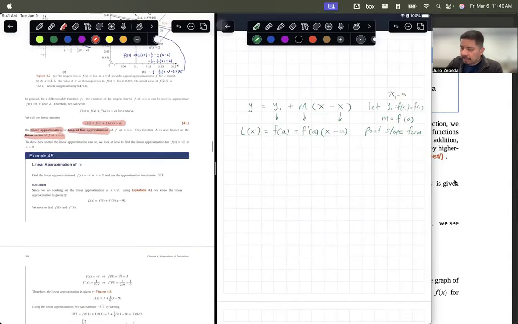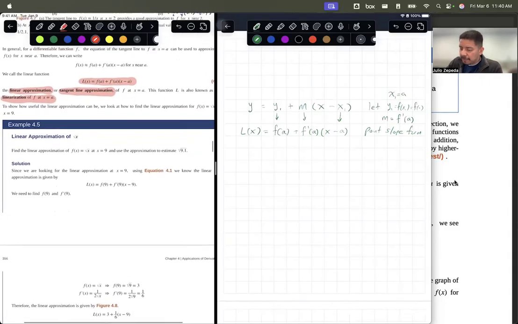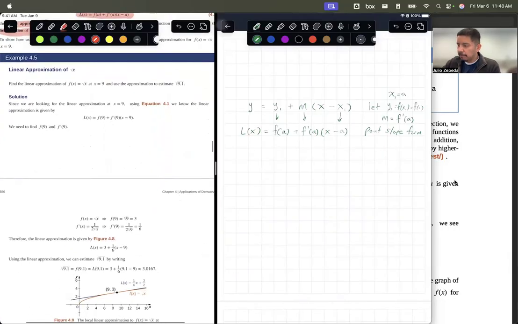All right, so let's go ahead and take a look at this problem here. It's a very nice problem. The linearization can help us to approximate square roots. So here we're given a function f of x equals the square root of x at x equals 9. And let me use a at a equals 9 just to follow the notation.